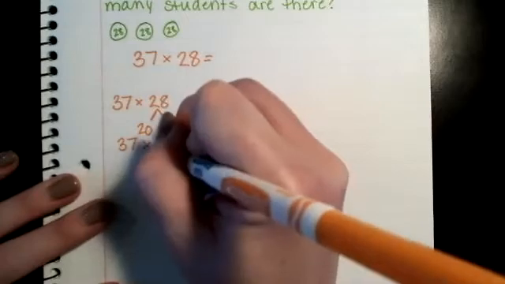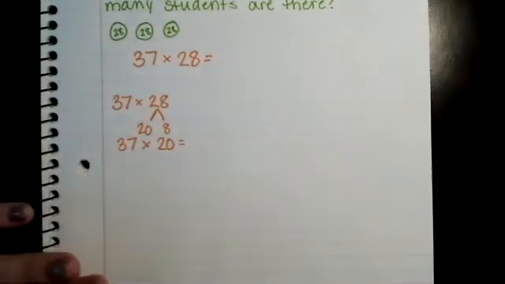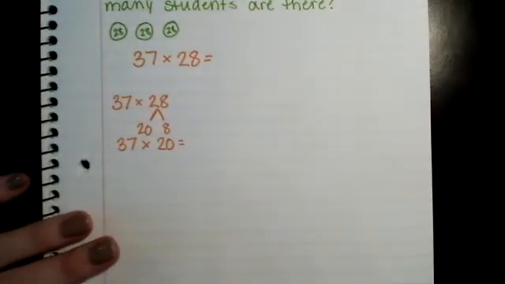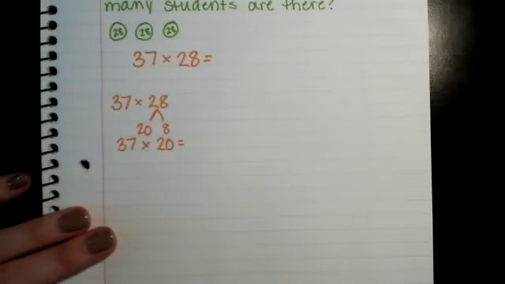37 times 20. Let's do that first. 37 times 20. That seems a little difficult. I do not know what 37 times 20 is. I also don't know what 37 times 2 is right off the top of my head. That's going to take a little bit more multiplication. So you know what? I'm going to break this down again.